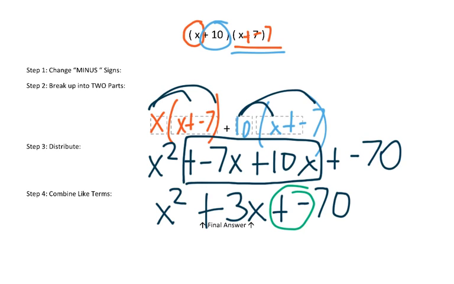So what my final step would be is instead of plus a negative 7, I would kind of undo step number 1, which said to change the minus signs. So for me, I'm going to take that and I will change it to just a plain old minus 70. Now, for those of you who would like to do it without changing the signs, here we go.